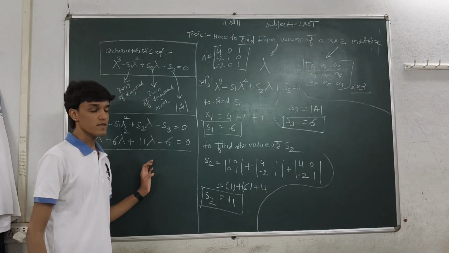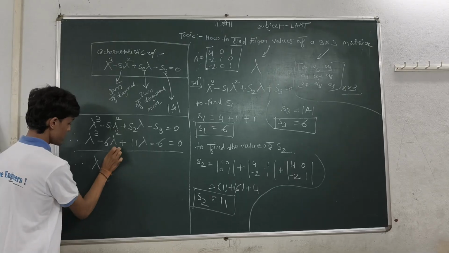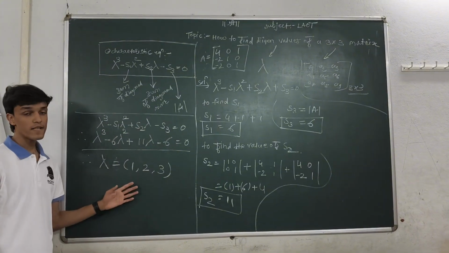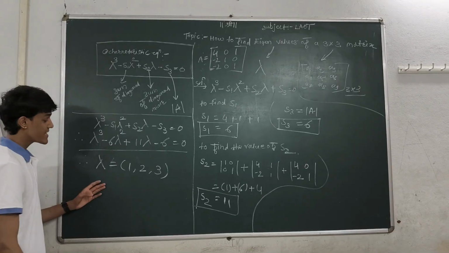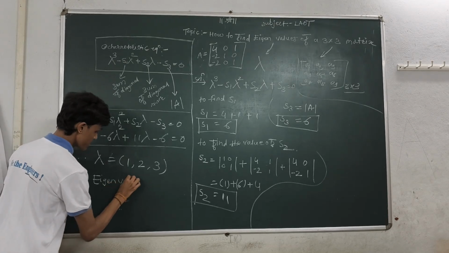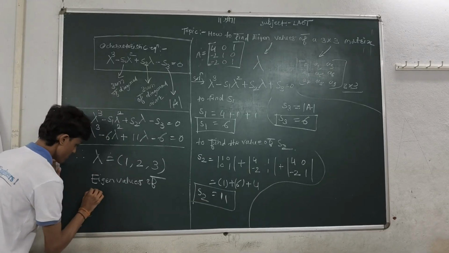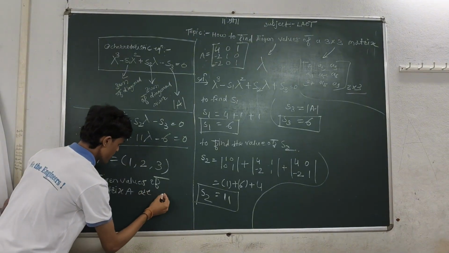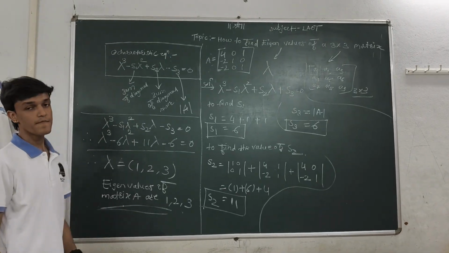By solving this equation in the calculator, we have got the values of lambda, which are 1, 2, 3. This is the final solution for the eigenvalues. So as you all know, lambda is equal to the eigenvalues. So the eigenvalues of this matrix A are 1, 2, 3. This is the final solution. Thank you.